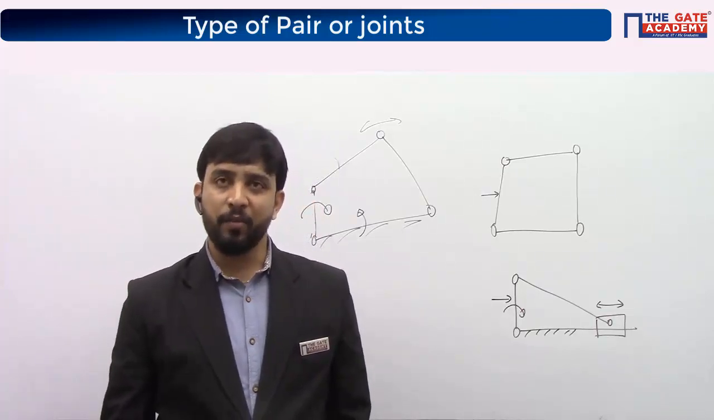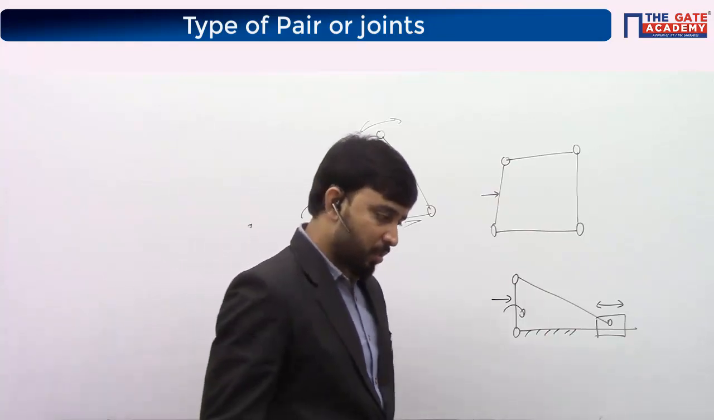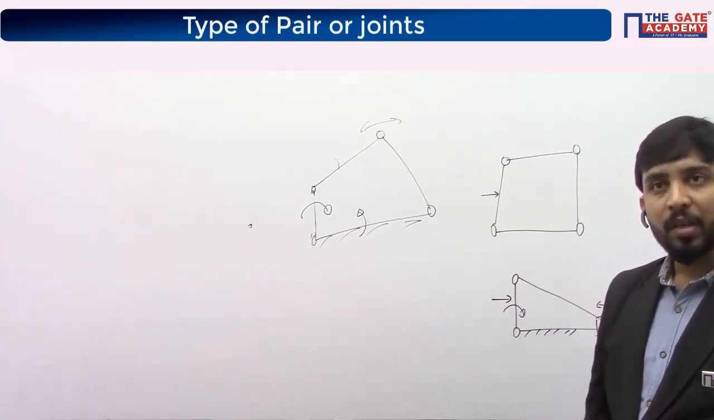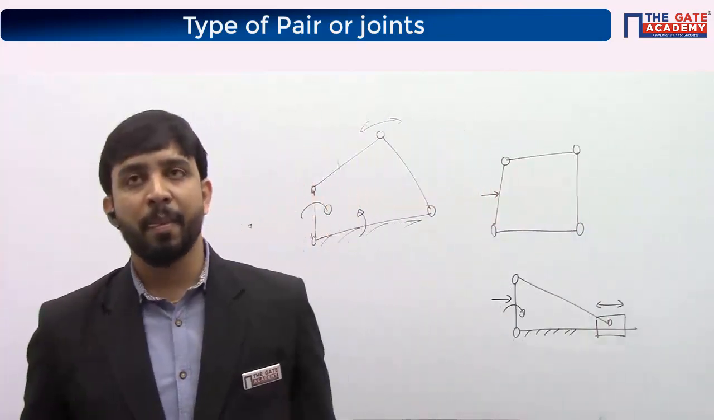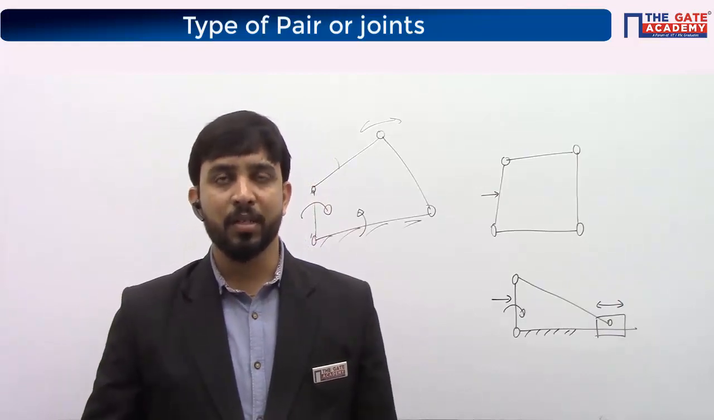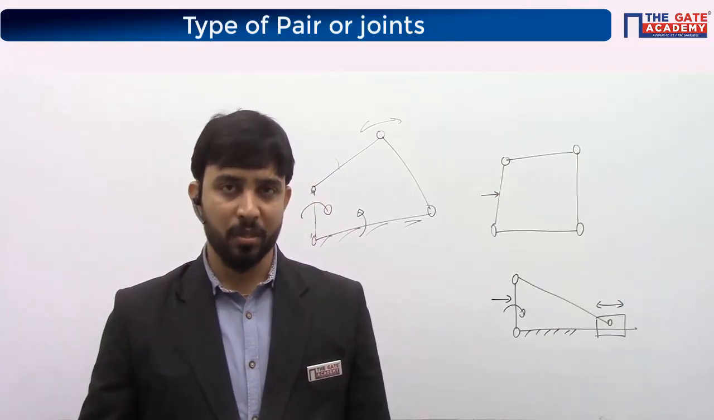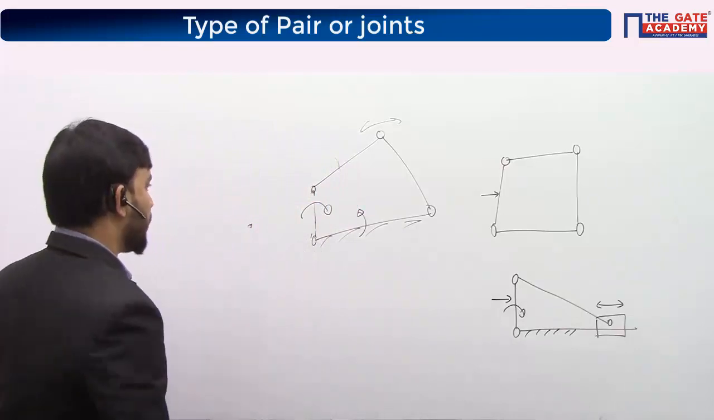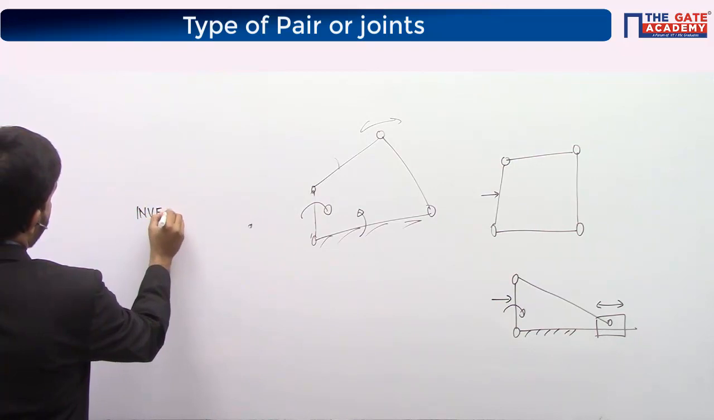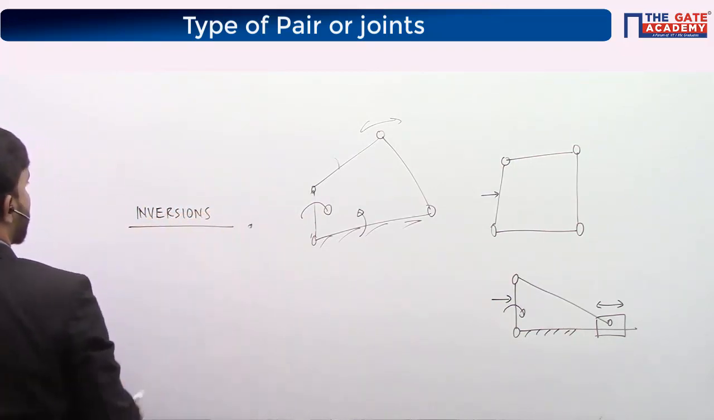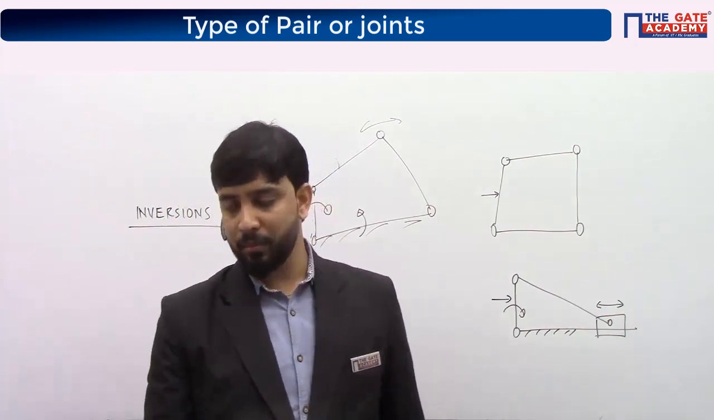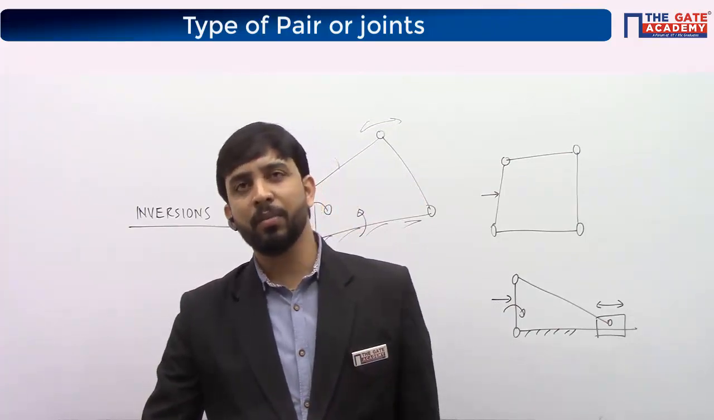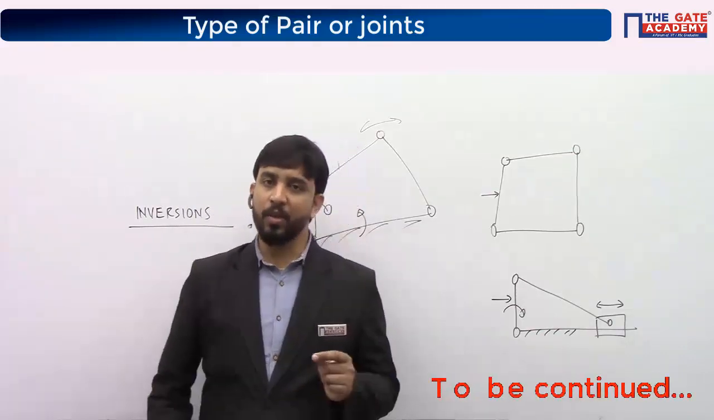Next, write it down like this. Different mechanisms obtained by fixing different links of a kinematic chain are known as its inversions. If there are n links in a kinematic chain, how many inversions are possible for that kinematic chain?